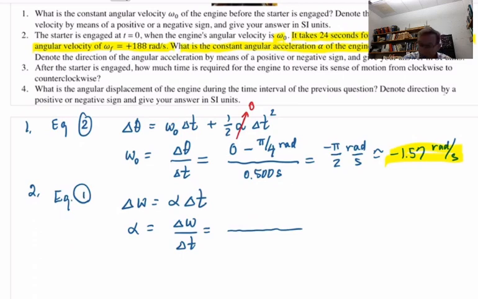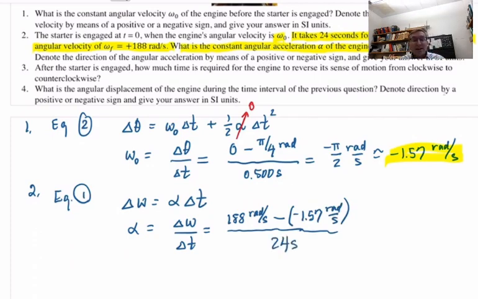Okay, omega final, I'm told, is positive 188 radians per second. So there's omega final, minus omega initial. Again, be careful. Omega initial is negative 1.57 radians per second. Watch out for the signs. And I'm told that it takes 24 seconds to go from that omega initial to the given omega final.